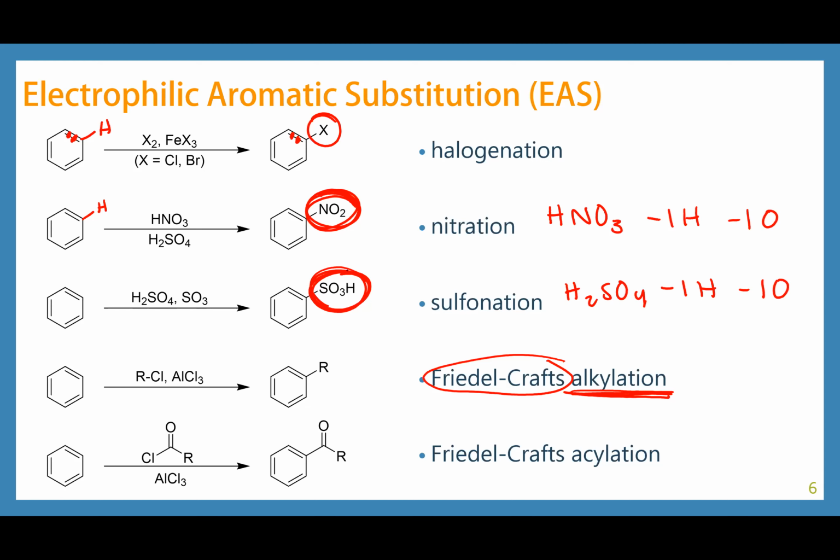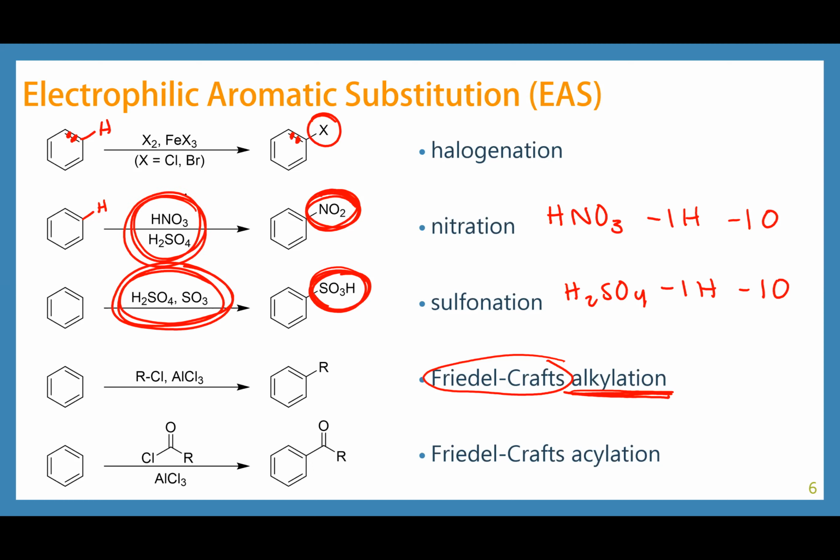Know what your groups are. It's pretty simple. You just have to take away one hydrogen and one oxygen from the acid. The other things that students get confused about: sulfonation uses sulfuric acid and sulfur trioxide. You can also do this with just concentrated sulfuric acid. But nitration involves nitric acid and sulfuric acid.